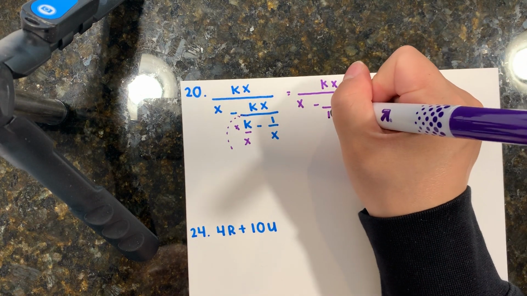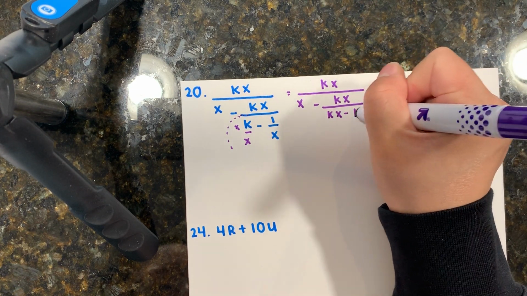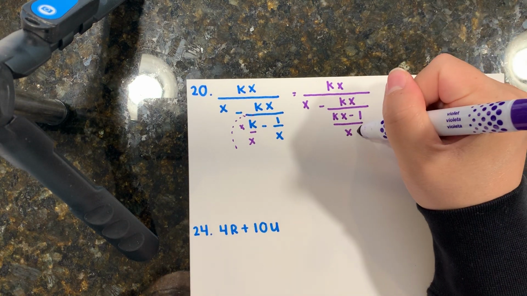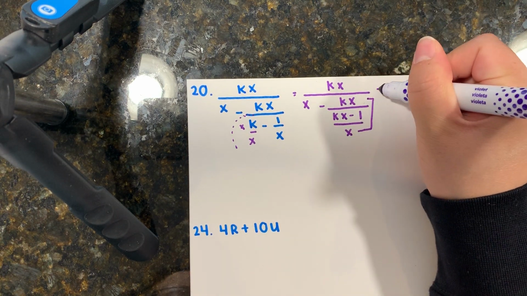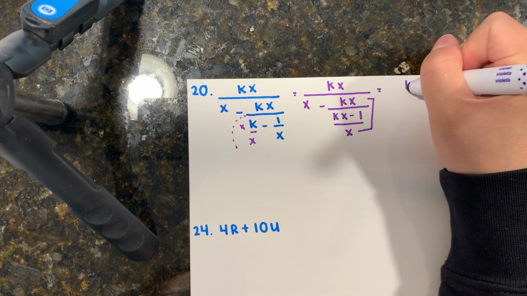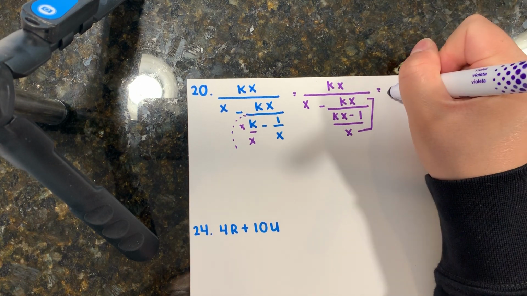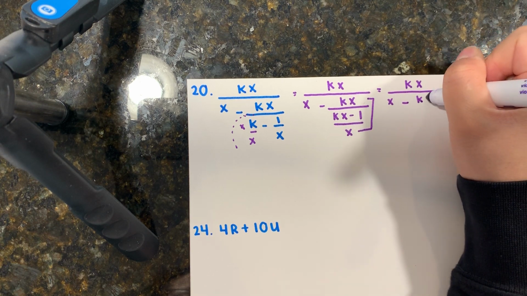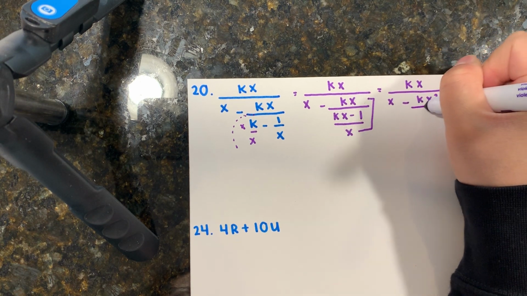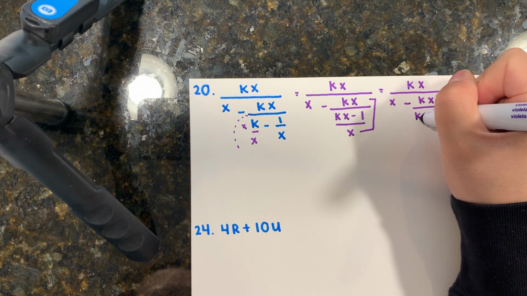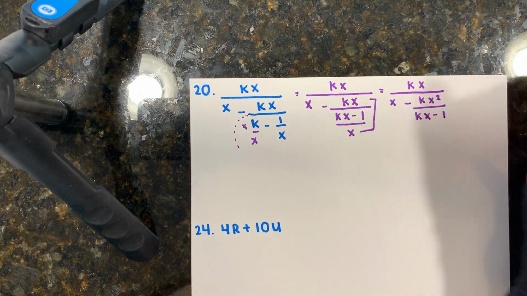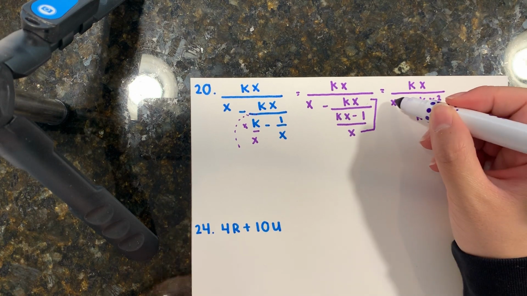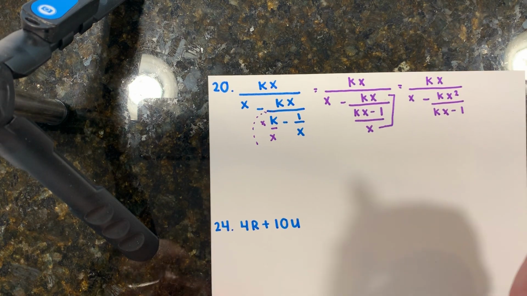That would be kx minus 1 all over x. Now we're going to flip this, so I'm going to multiply this denominator by this numerator. Everything else stays the same, so kx over x minus kx squared over kx minus 1. You're going to make a common denominator, so we're going to multiply top and bottom by that kx minus 1.